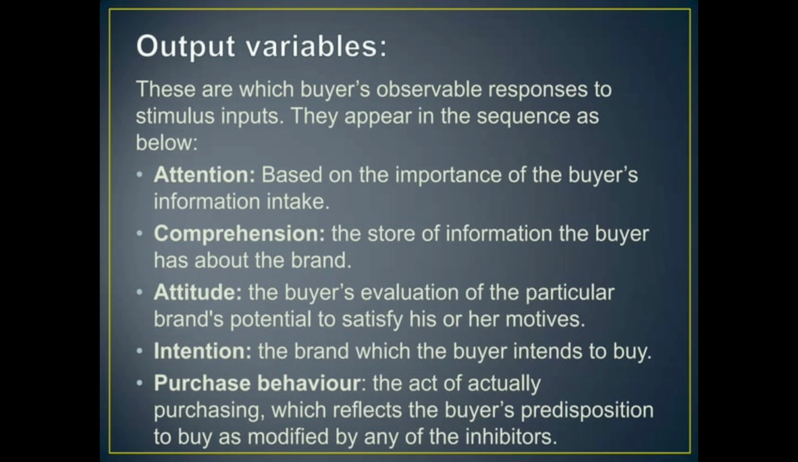Output variables are the buyer's observable responses to stimulus inputs. They appear in the sequences below. The first one is attention. Attention is based on the importance of the buyer's information intake. The second one is comprehension, the store of information the buyer has about the brand.